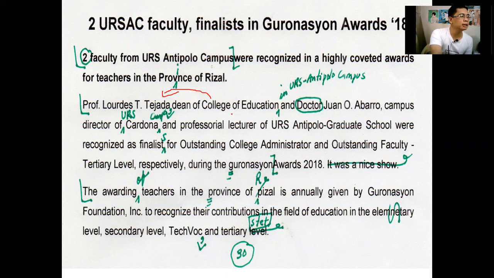Kaya linagay natin, Dean of the College of Education, URS Antipolo Campus, and Doctor. Of course, that's a title, so binilugan natin yan to suggest na siya ay maging DR. Dr. Juan O. Abaro, Campus Director of URS. So naglagay tayo ng URS doon para alam natin na we're pertaining to Antipolo Campus. Okay, and also, finalist. Ilan ba yung finalist? Dalawa. Kaya dapat may S doon.